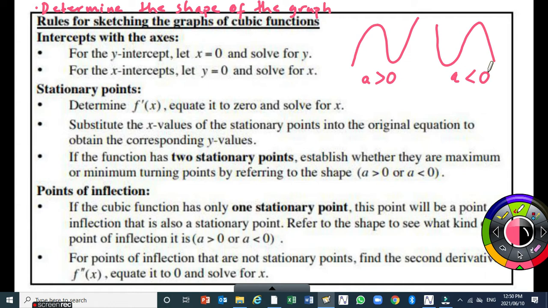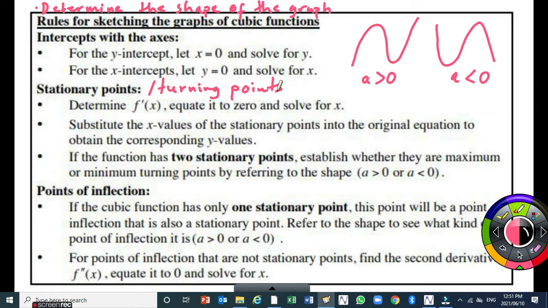Then after that, you need to determine the coordinates of the stationary points, also called the turning points. To do that, you need to know how to find the first derivative. So you find the first derivative, you equate it to 0, you solve for x. The two x values that you get, you substitute them back into the original function. Then you get your coordinates.